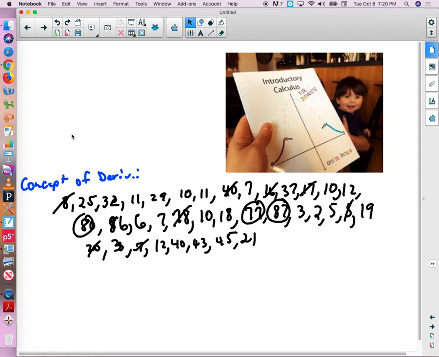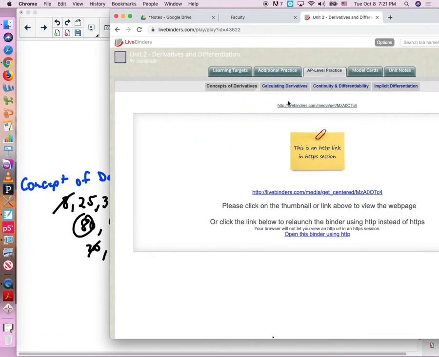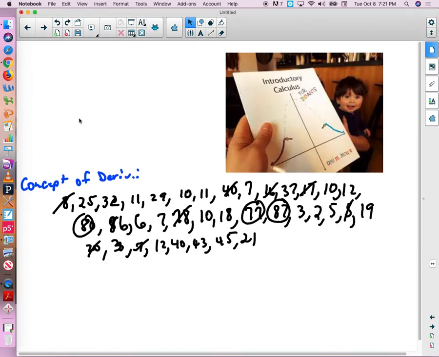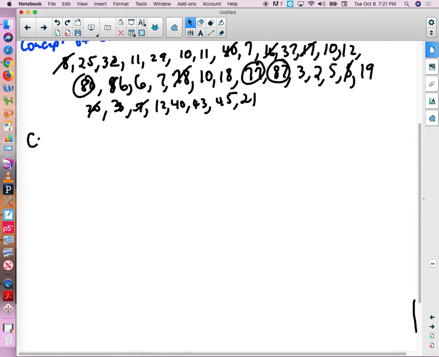All right, under the tab that is calculating derivatives. All right, so under this gray tab right here. So these ones you would do under calculating derivatives. Oh, and by the way, you're going to see the word normal. It'll say find the equation of the normal line or the line normal. That means perpendicular. You may have encountered in physics a normal force. But if you see the word normal, that means you need a perpendicular slope, not a parallel slope.